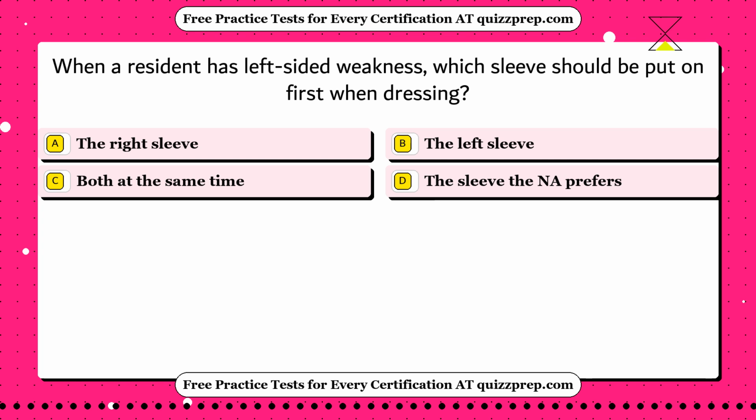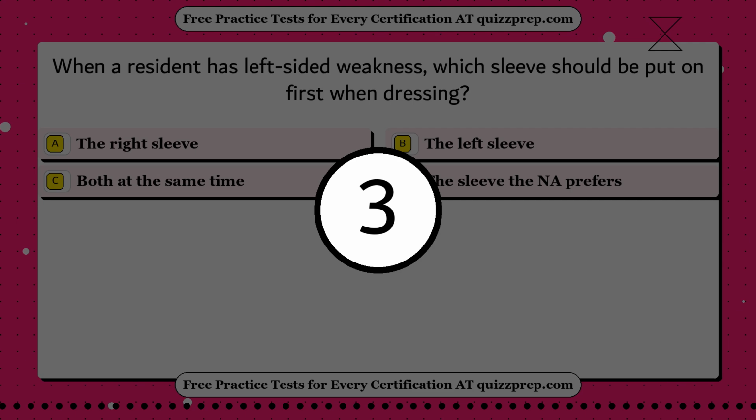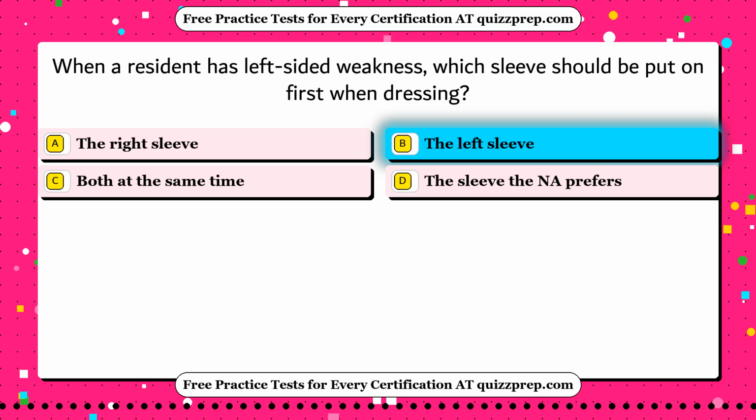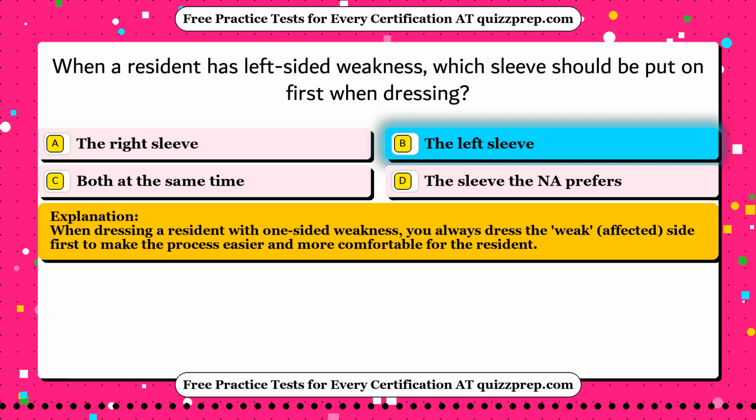Question 89. When a resident has left-sided weakness, which sleeve should be put on first when dressing? Option A, the right sleeve. Option B, the left sleeve. Option C, both at the same time. Option D, the sleeve the NNAAP prefers. The correct answer is option B, the left sleeve. When dressing a resident with one-sided weakness, you always dress the weak, affected side first to make the process easier and more comfortable for the resident.